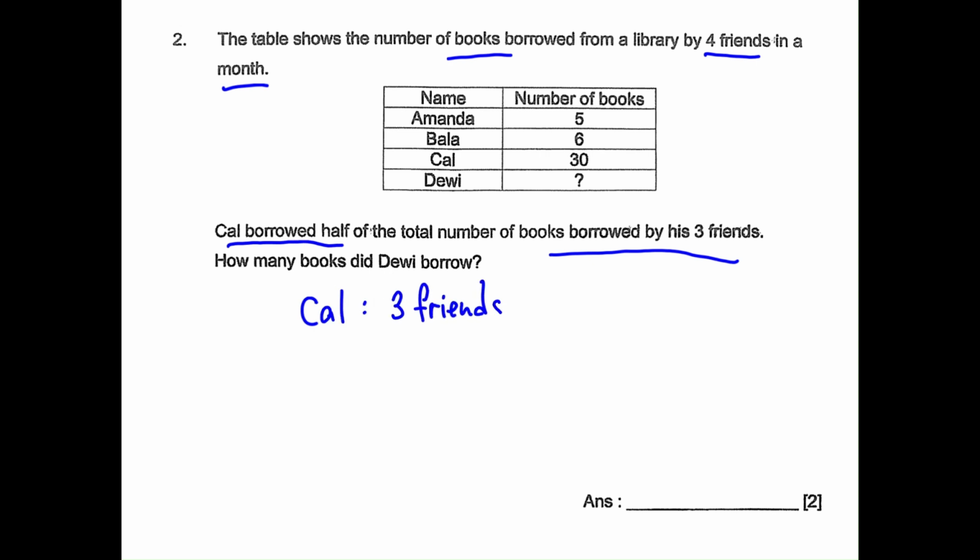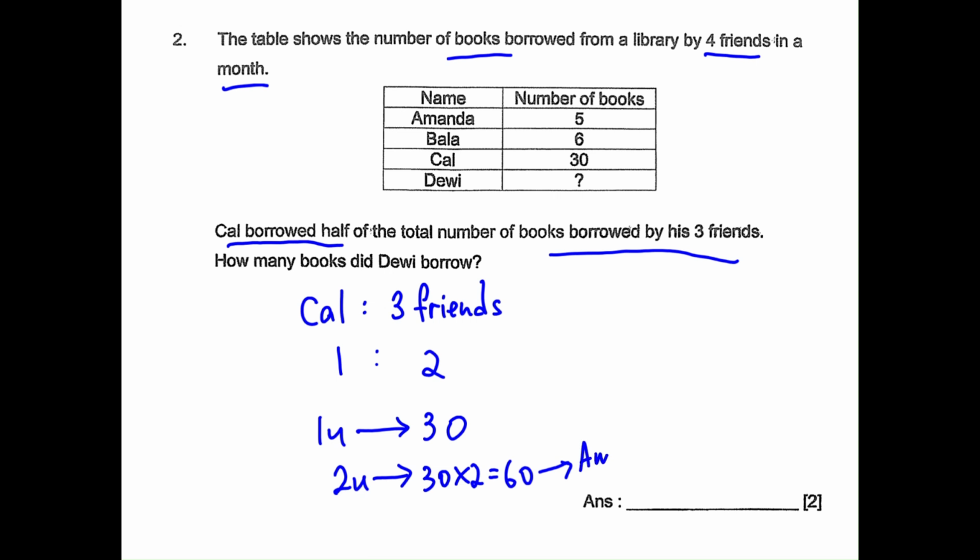So we can write a ratio for this. Cal is to 3 of his friends. That'll be 1 is to 2. 1 unit is 30 books as written in the table. Cal is 30 books, so 1 unit is 30. 2 units is 60. 30 times 2, 60. 60 books were borrowed by Amanda, Bala, and Dewi.